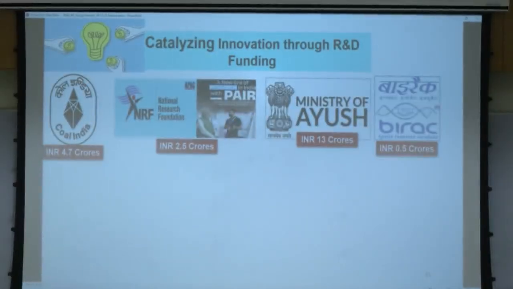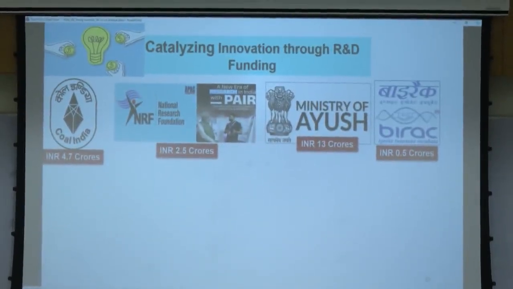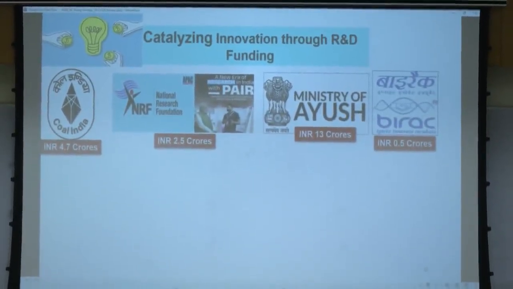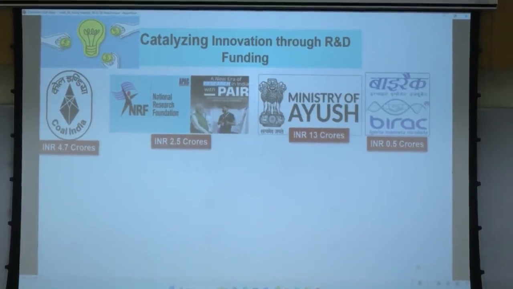So we have some R&D funding from Coal India and this PAIR project, Ministry of Ayush, BIRAC, and all this DST, ICMR, all this funding is helping us to achieve this.